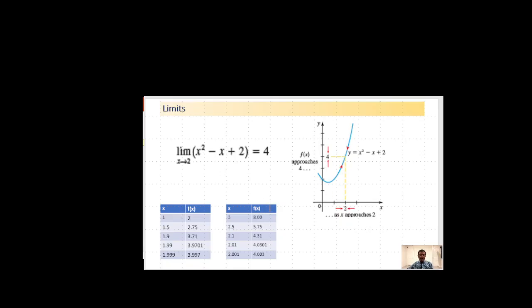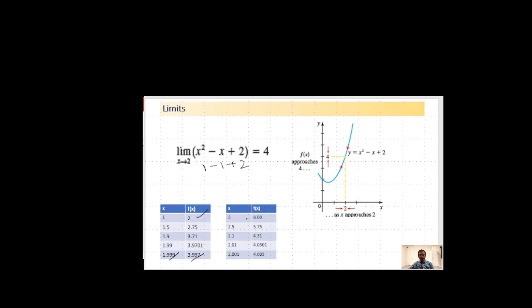In a tabular format also we can look at this. Let's take x equal to 1. Then what is the value of this? If x is equal to 1, then this is 1, and this is 1, and this is 2. So this is 2. If you go further, if it is 1.5, then it's 1.5 squared minus 1.5 plus 2, which gives me 2.75. Similarly, if you go to 1.999, then the value is going to be 3.997. This is on the left side.